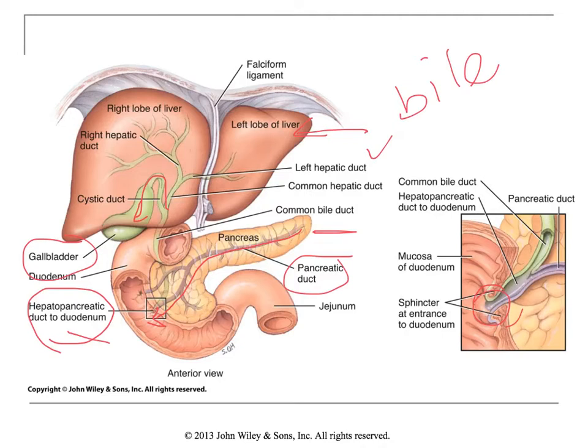So it's hanging on to it. Okay, when it's time, when you eat a greasy meal, the bile is going to be released from the gallbladder. Okay, it's going to travel down the cystic duct, and then it'll go into the common bile duct. Okay, and then the bile duct and the pancreatic duct come together, and they form this hepatopancreatic duct, and that dumps into the small intestines.